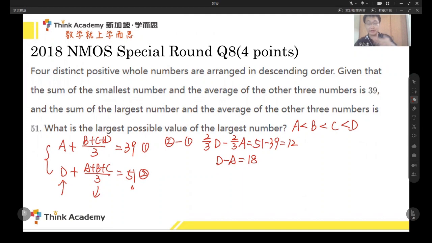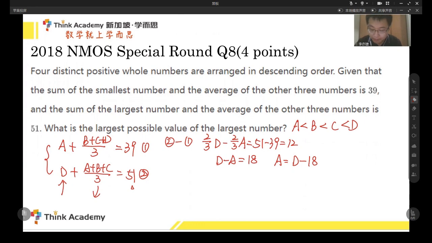So by finding the difference of these two formulas, now we can get the difference of D and A. And now A should be D minus 18, right? Now we find the value of A. And don't forget, we should make B and C as small as possible. So now we determine the A here. What is the smallest value B and C can choose?